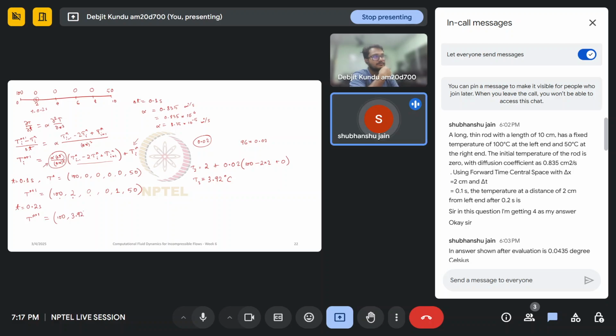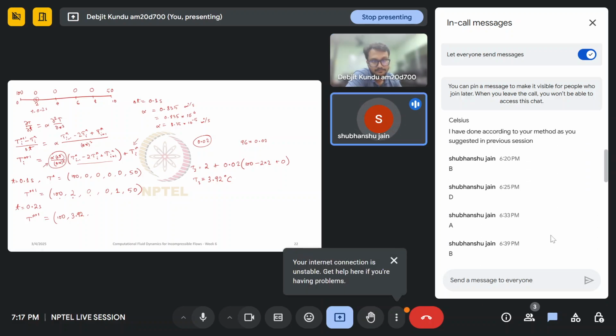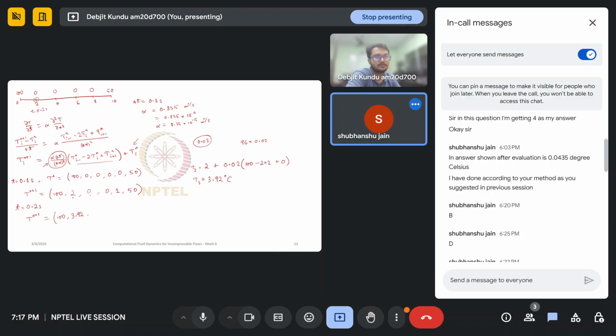But sir, the given answer must be equivalent. If we round off, it must be 4. Yeah, exactly, round off would be 4. But sir, the given answer is 0.0435. Okay, it's wrong then. Got it.